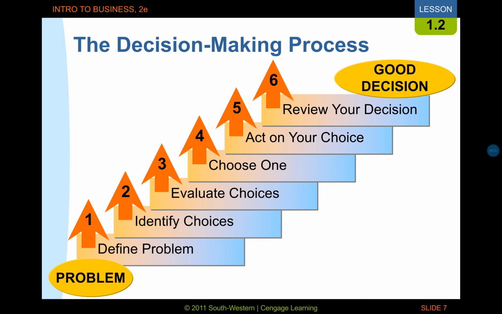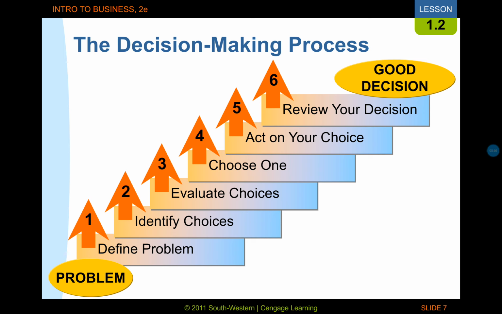Then the third step would be to evaluate those choices. You would compare their advantages versus their disadvantages. And then the next step would be to choose one once you've evaluated them. You've narrowed it down and then you choose.